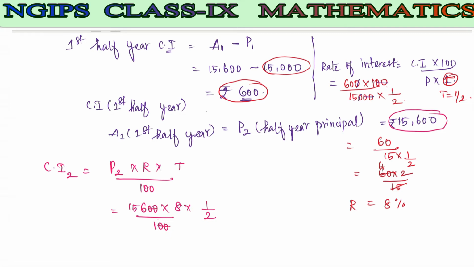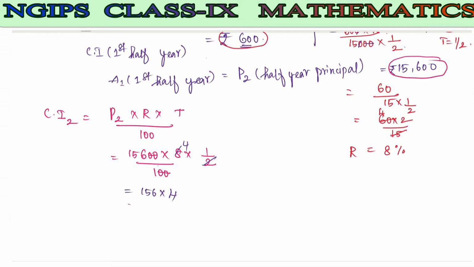And next here, 1 2 is 2, 4 2s are 8. So 156 into 4. If you multiply both, what we will get here: 6 4s are 24, 4 2 remainder, 4 5s are 20, 12 2 remainder 1, 1 4 is 4, 4 5s are 20, 2 remainder, so 1 4 is 4, 4 plus 2 it is 624 rupees. So this is the second half year compound interest.